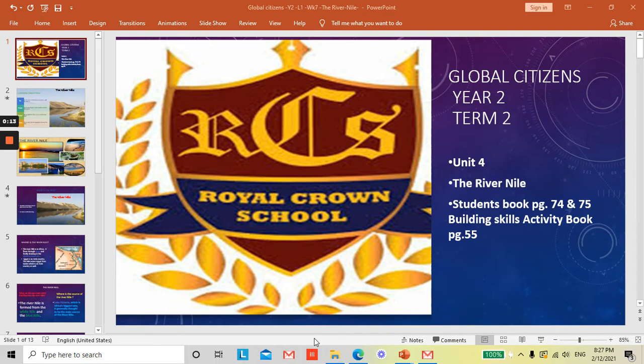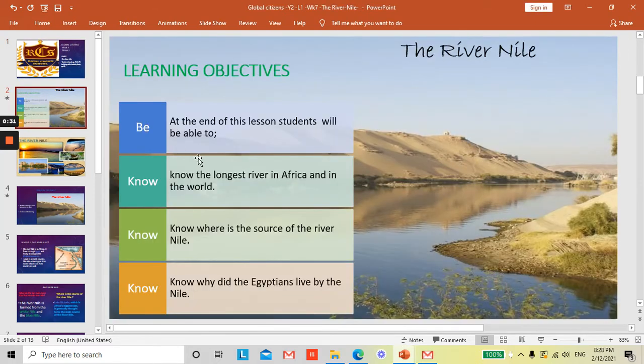The topic is about the River Nile. We are going to use Students' Book, page 74 and 75, Building Skills Activity Book, page 55. Here, let's look at our learning objective. At the end of this lesson, students will be able to know the longest river in Africa and in the world, know where the source of the River Nile is, and know why the Egyptians lived by the Nile.